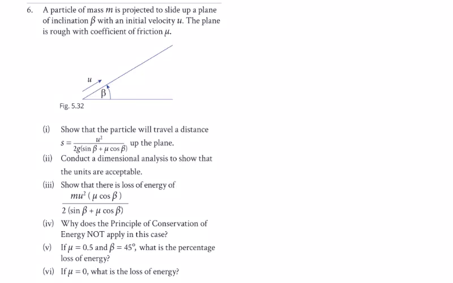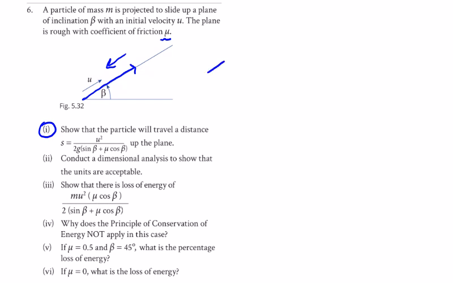In question 6, we have a particle of mass m projected to slide up a plane. So it's going up in this direction, and there are forces acting back in this direction. We need to find out what they are. The plane is rough, so we have mu involved here. Part 1: show that the particle will travel a distance S. We'll have to show that S is this.